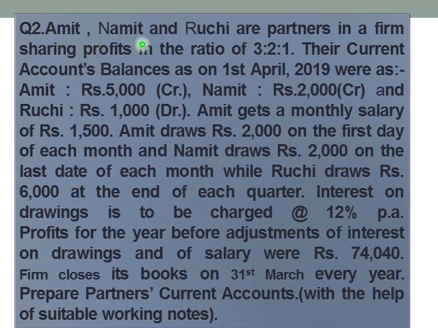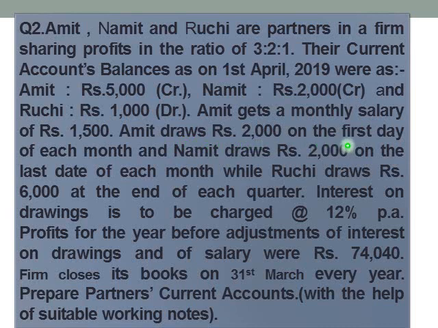In problem number 2, Amit, Namit and Ruchi are partners in a firm sharing profits in the ratio of 3 is to 2 is to 1. Their current account balances are given to you on 1st April 2019. Amit has a credit balance of rupees 5000, Namit has a credit balance of rupees 2000 and Ruchi has a debit balance of rupees 1000. Amit gets a monthly salary of rupees 1500. It means his annual salary will be 1500 multiplied by 12, that will be 18,000.